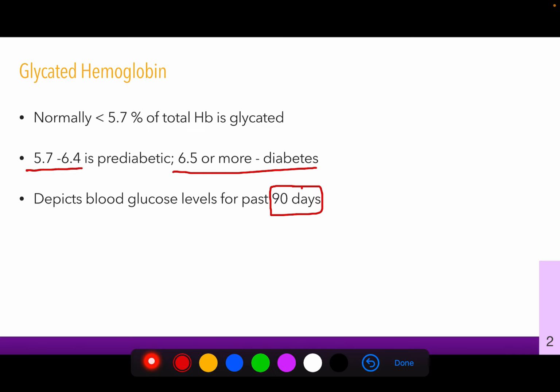But HbA1c will show you it doesn't matter what they ate yesterday or what they ate this morning. It will show you how they controlled their glucose levels for the past 90 days or 3 months. So why is it 90 days? It corresponds to the lifespan of RBCs. There are various journals, some books say 8 to 10 weeks, some say up to 120 days, but you can remember 90 days. It will show you glucose control for the past 90 days.